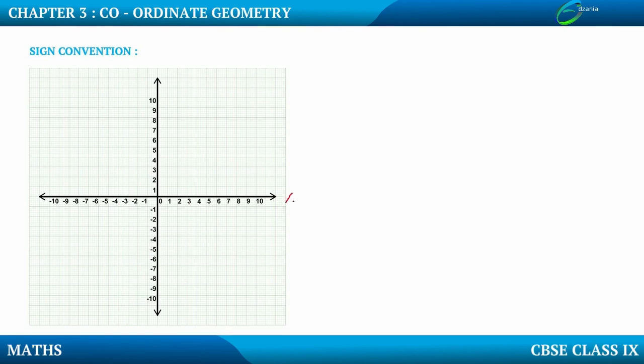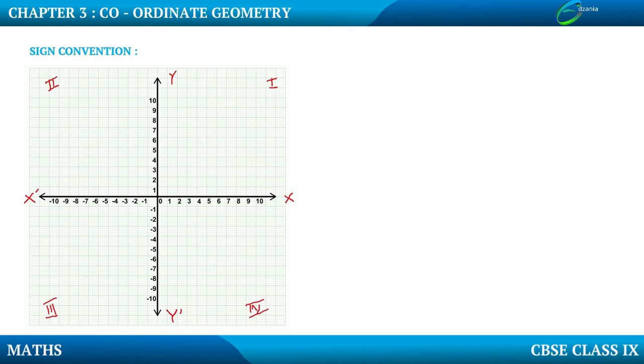This is the x-axis, that is xx dash. This is the y-axis, that is y dash. Now there are 4 quadrants, we already know. This is the first quadrant, this is the second quadrant, this is the third quadrant, and this is the fourth quadrant. These are the 4 quadrants.